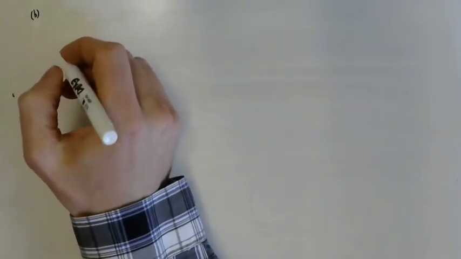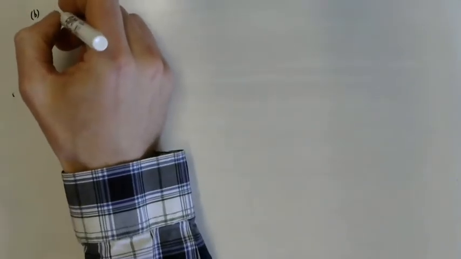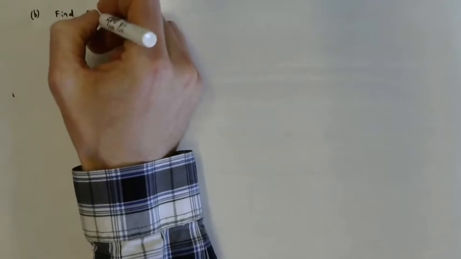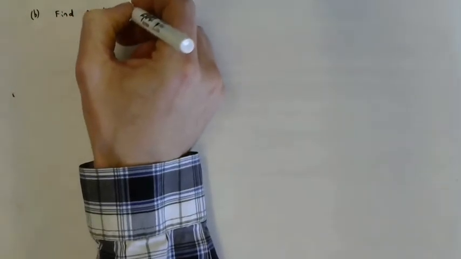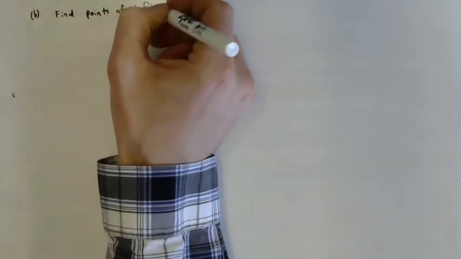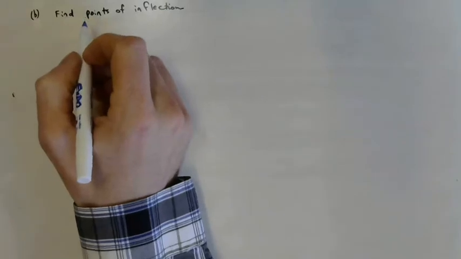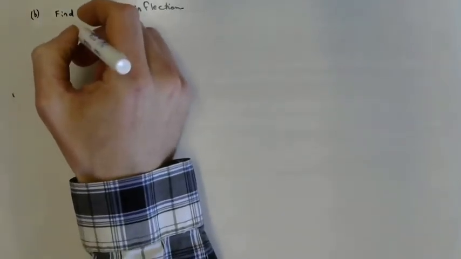Okay, B says find points of inflection. Okay, we know points of inflection come from places where the second derivative equals 0.